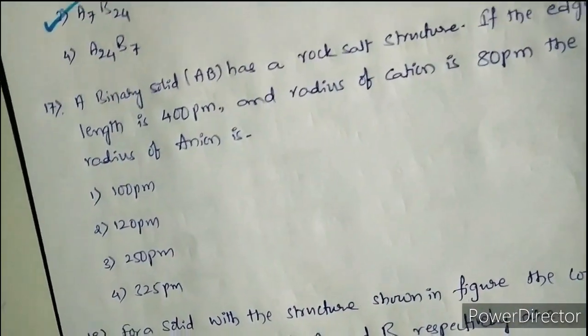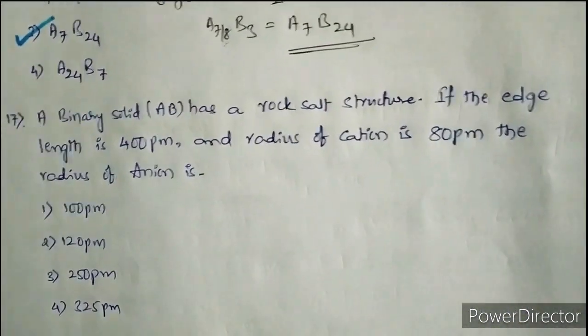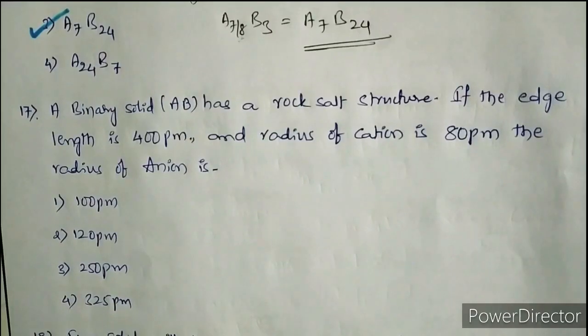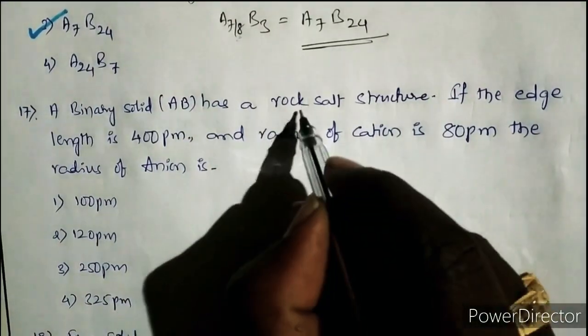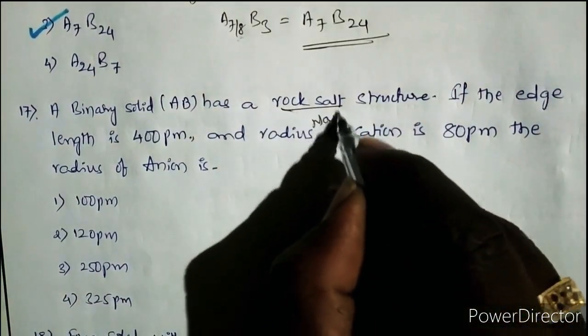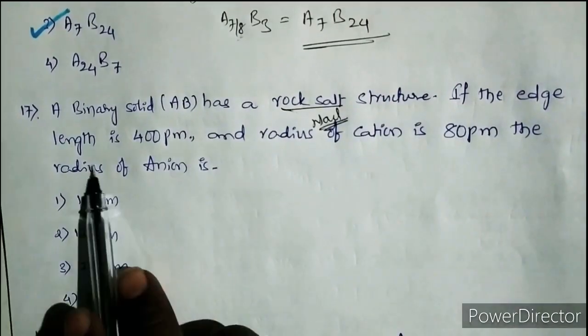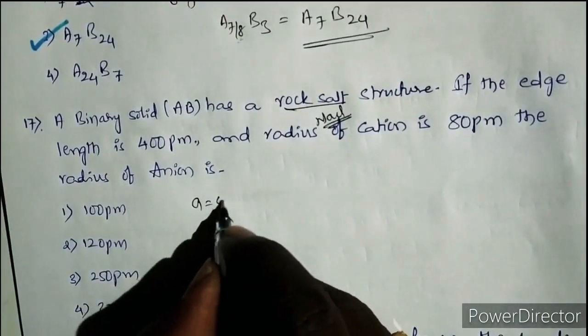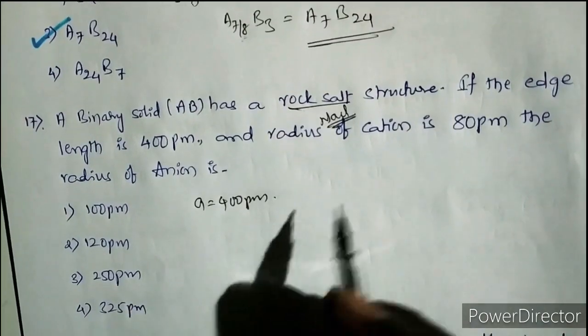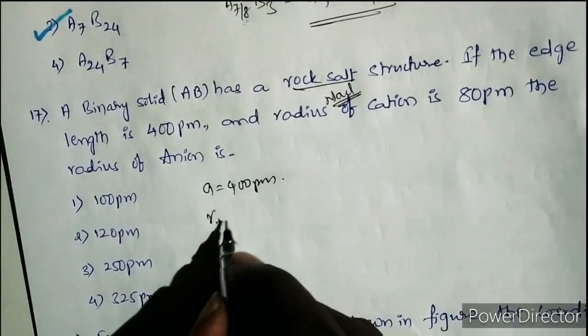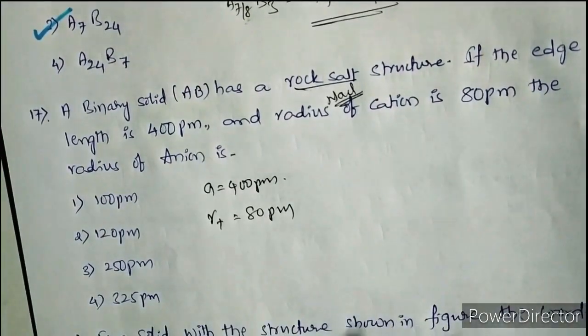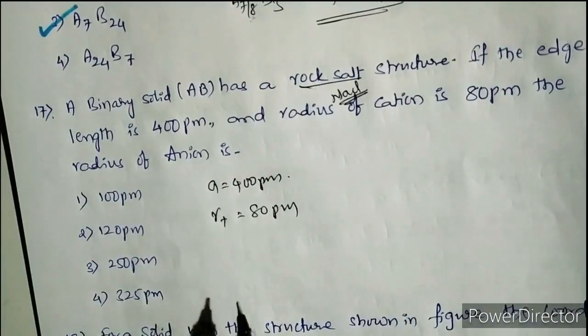A binary solid AB. Look at the question. A binary solid AB has a rock salt structure. Rock salt structure means nothing but sodium chloride structure. The edge length, A, is given as 400 picometers and the radius of the cation is given as 80 picometers. The radius of the anion they are asking.